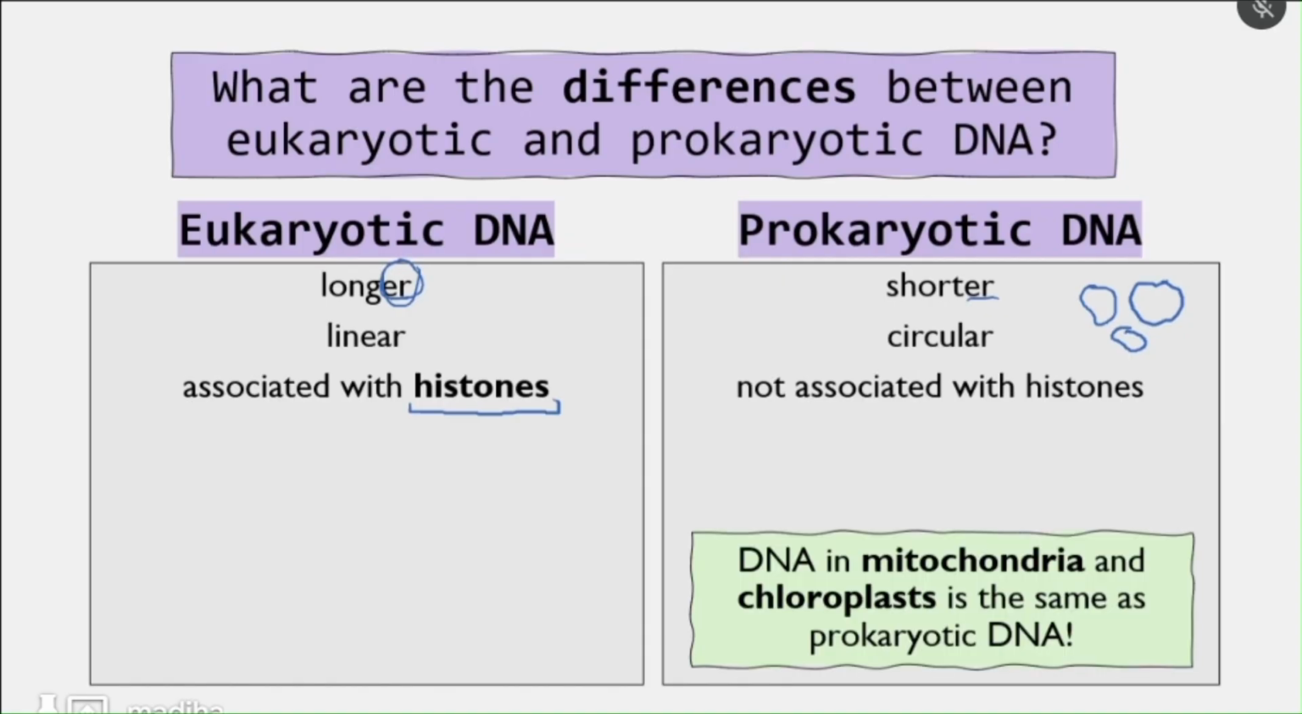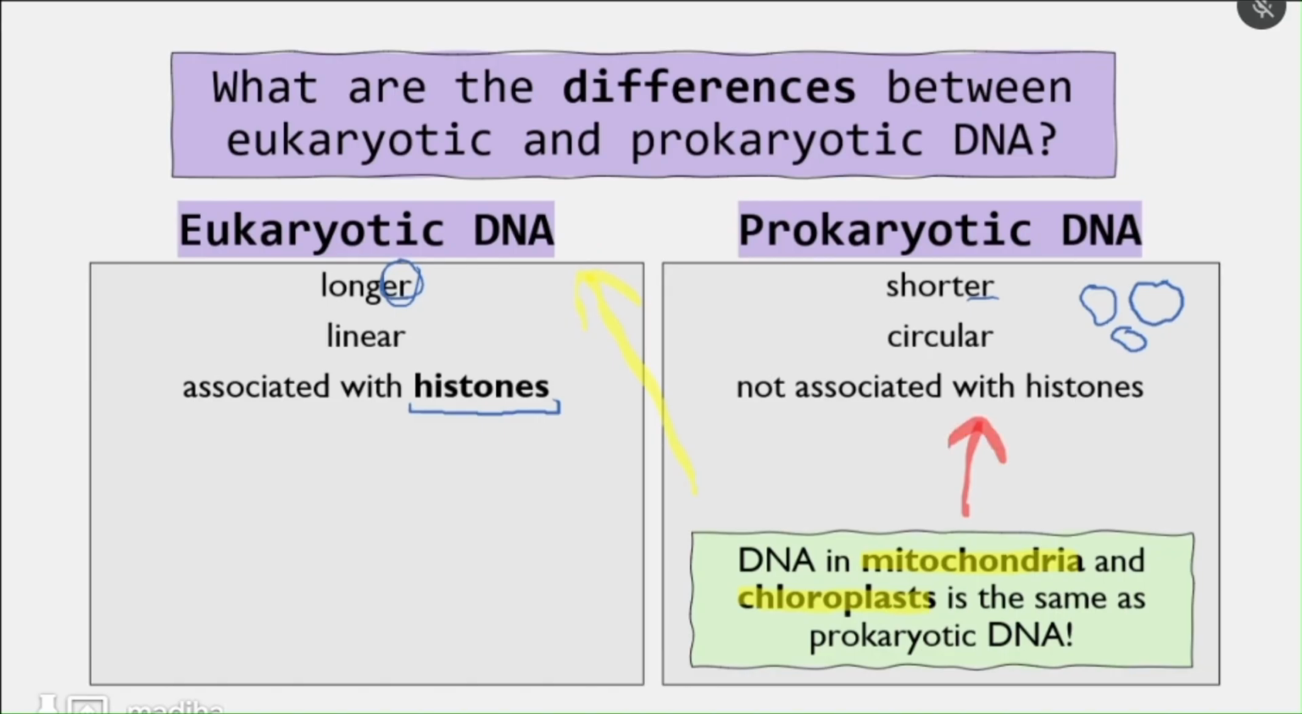Another thing to note is that sometimes the exam will ask you to describe the DNA in chloroplasts or describe DNA in mitochondria. These are structures that you would see in eukaryotic cells, right? However, when it comes to actually describing this DNA, you would compare it to prokaryotic DNA.